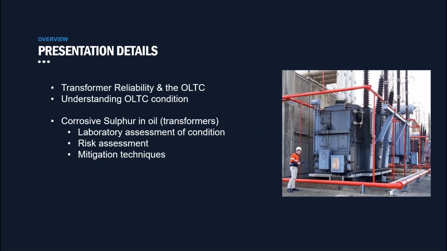I'll talk about transformer reliability very quickly, including the on-load tap changer and how we understand on-load tap changer condition during operation. And then I'll move on to corrosive sulphur in transformers, how we identify the problem by oil testing. I'll talk about risk factors and also mitigation techniques. And both of these subjects, the OLTC testing and corrosive sulphur, have come up in conversation recently in my dealings with the asset managers that we work with.